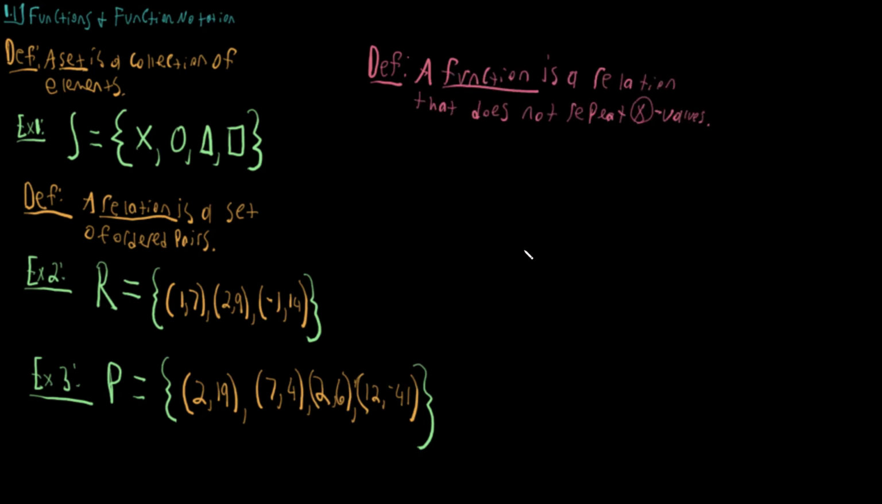So a function is a relation that does not repeat x values. That's all that the definition is. So let's go through this real quick. A function is a relation, a relation is a set, and a set is a collection of elements. Okay, cool. So this goes all the way back to the very beginning. A function is a relation that does not repeat x values.